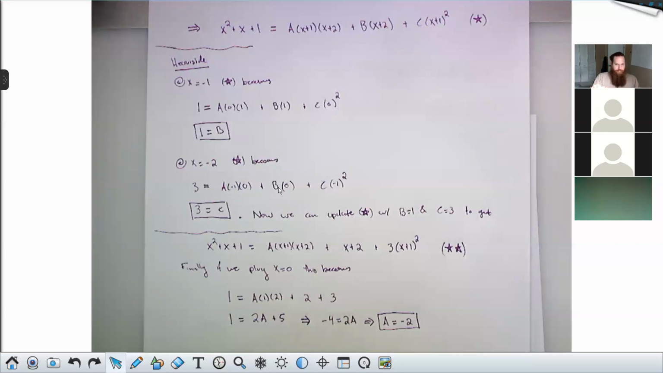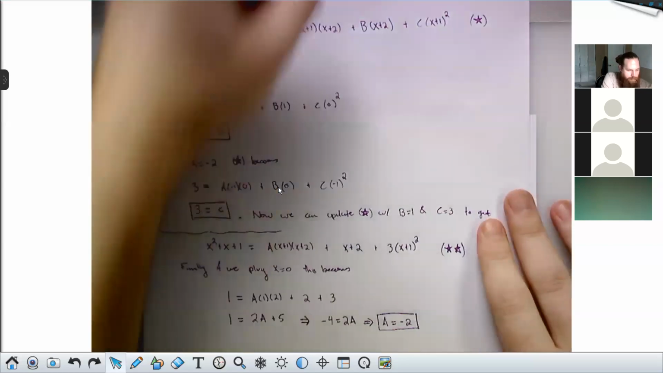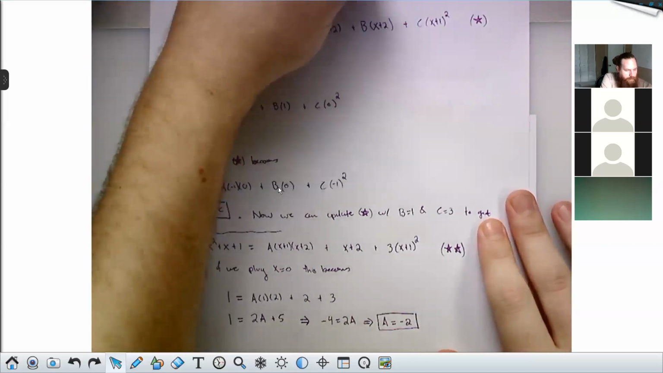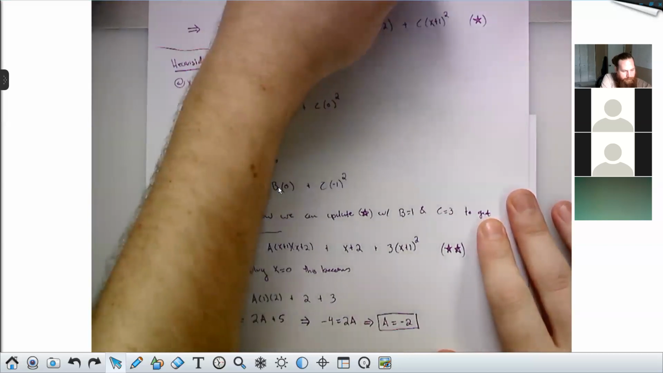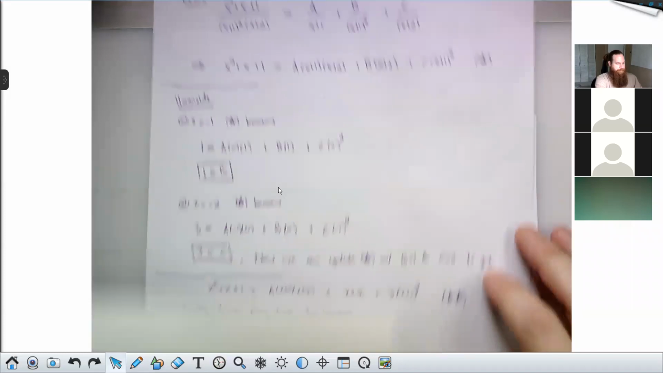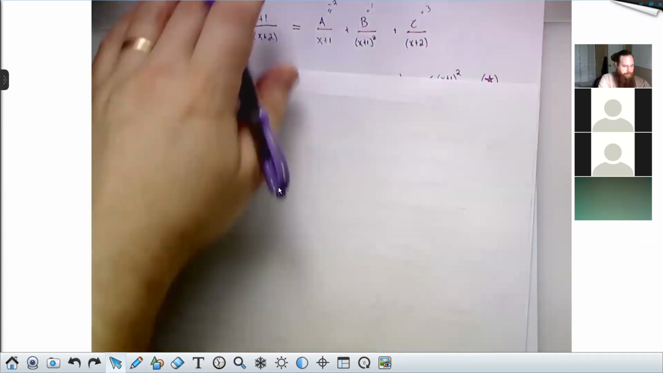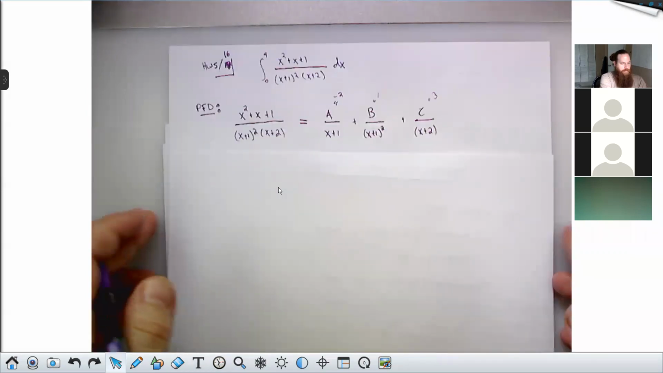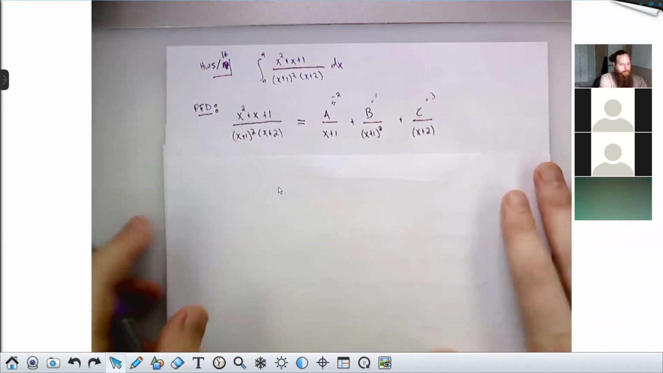Alrighty. So A was negative 2. I'm just going to record this up here. B was 1. C was 3. So now I can return to the problem I was trying to solve at the start, which is this integral.